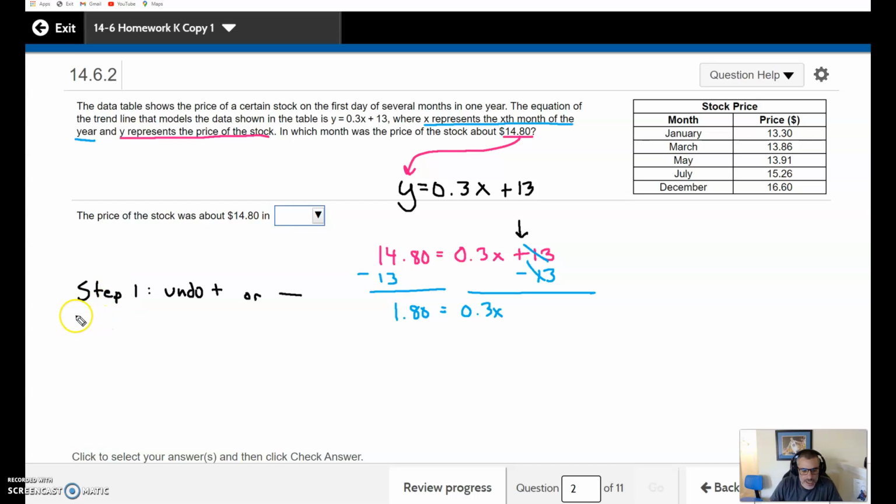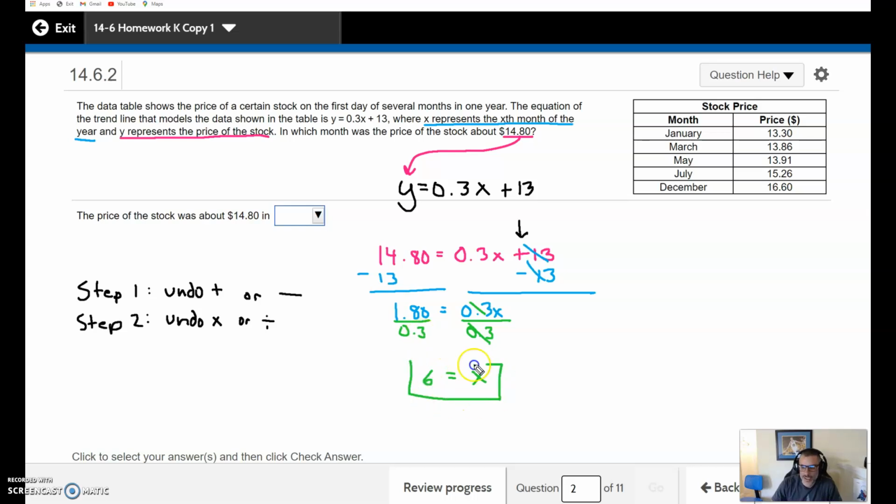Step 2 of solving a two-step equation is to undo multiplication or division. So you have to look and see, what do you have? Well, anytime you have a number next to a variable, that means multiplication. So this means 0.3 times x. We want to undo that, and the way you undo multiplication is by dividing. So I'm going to divide by 0.3, divide by 0.3. Those cancel, and we get x is equal to $1.80 divided by 0.3, which is 6.